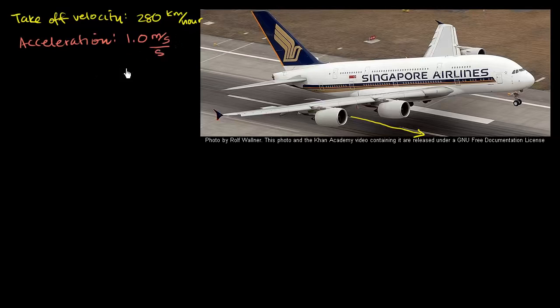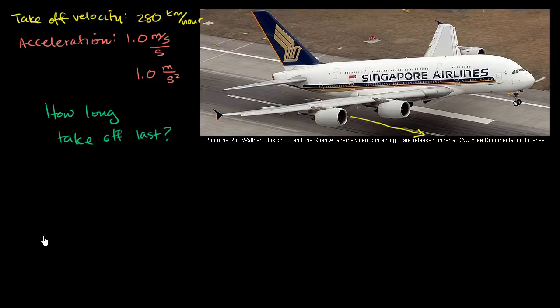Or another way to write this is 1.0 meters per second, or let me write it this way. Meters per second can also be written as meters per second squared. I find this a little bit more intuitive. This is a little bit neater to write. So let's figure this out. What we're trying to answer is how long does takeoff last? That is the question we will try to answer.